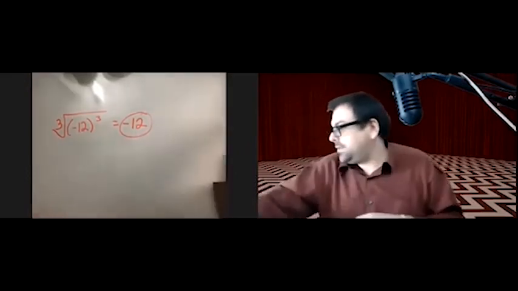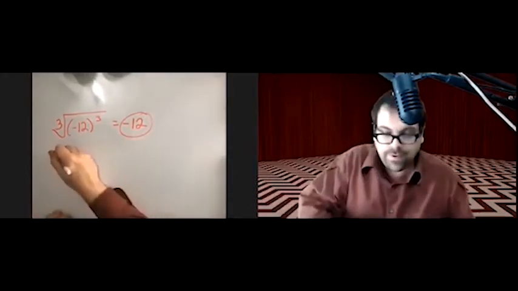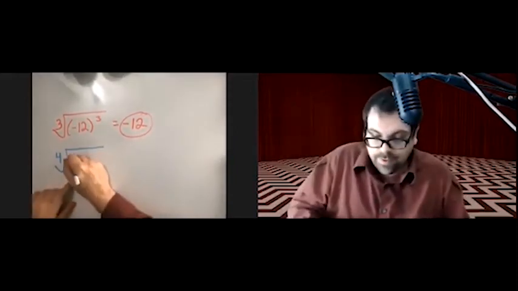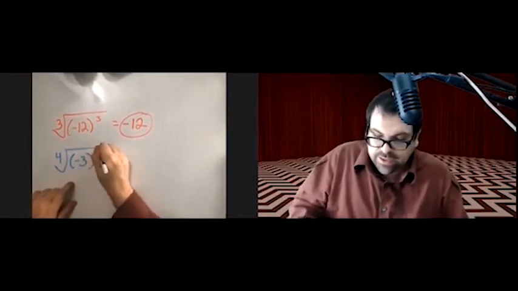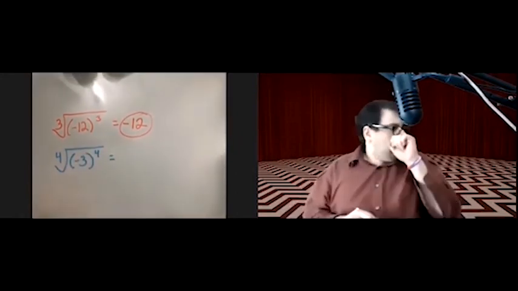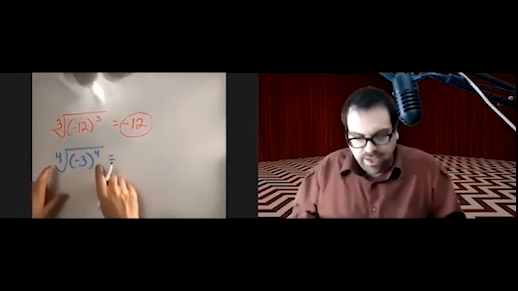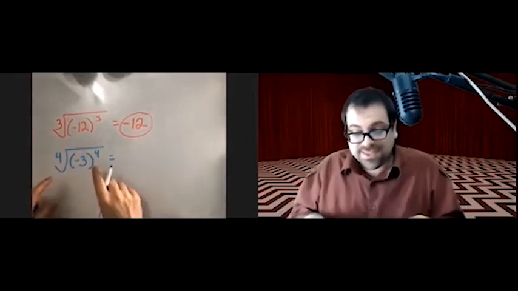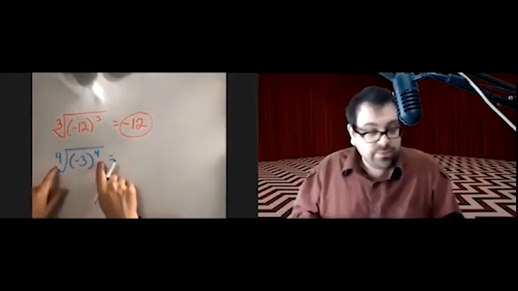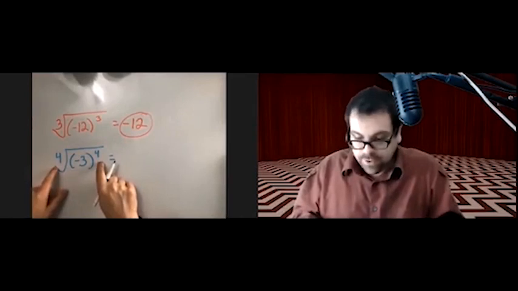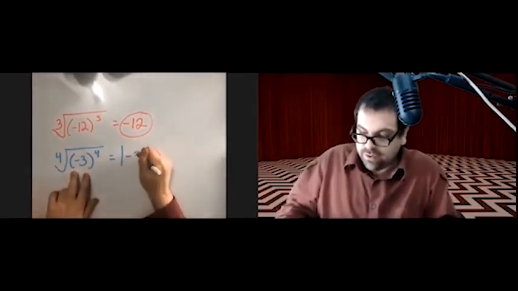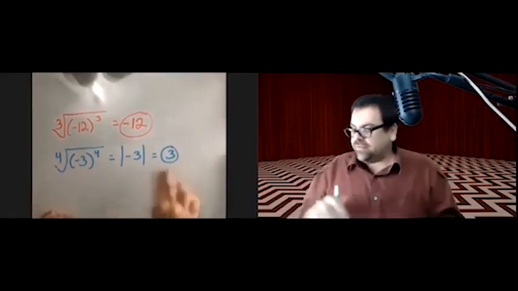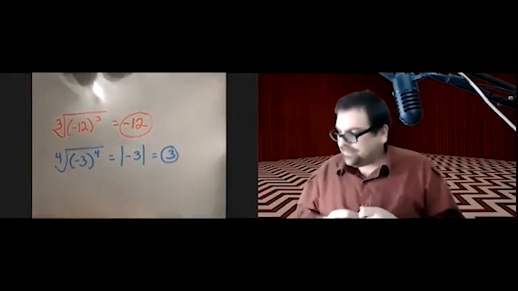That's it. Let's look at another. The fourth root of negative 3 to the fourth. Well, a fourth root and a fourth power cancel each other out. Since it's an even root, an even power, we have the absolute value of what's underneath. And the absolute value of negative 3 is positive 3.